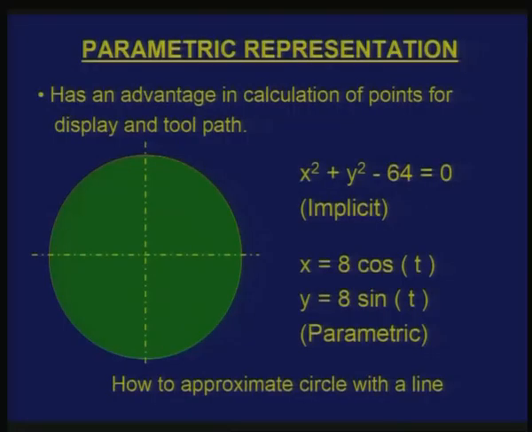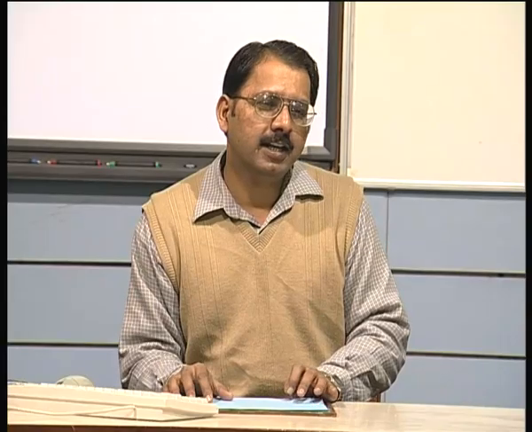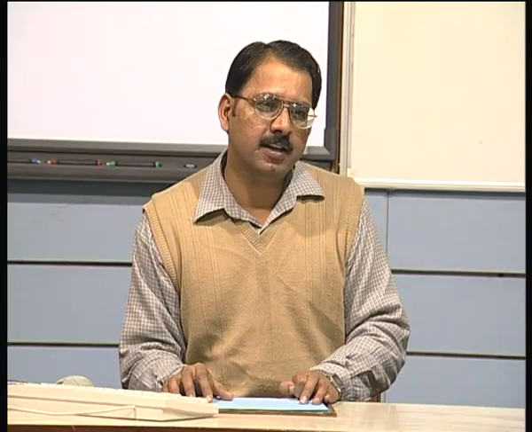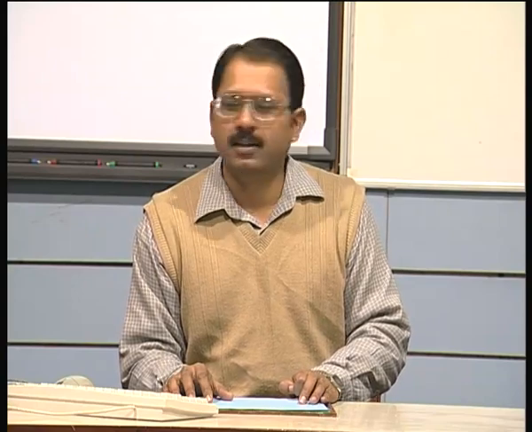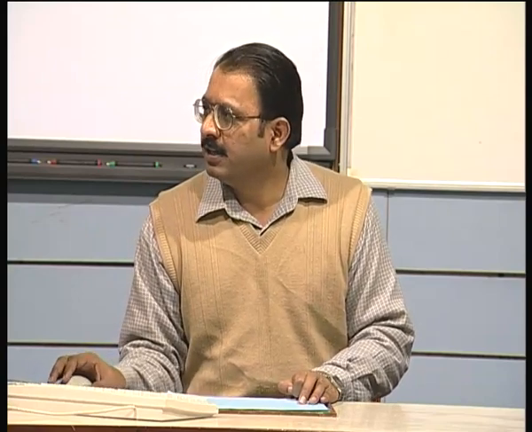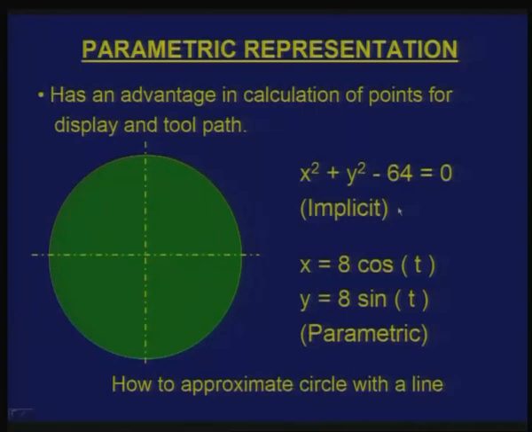as a simple example. Now, suppose I want to display this particular circle. In order to display this circle, I use a piecewise linear approximation by computing a number of points on this circle and joining them by straight lines. If I use a representation like this, how do I go about computing points on a circle?